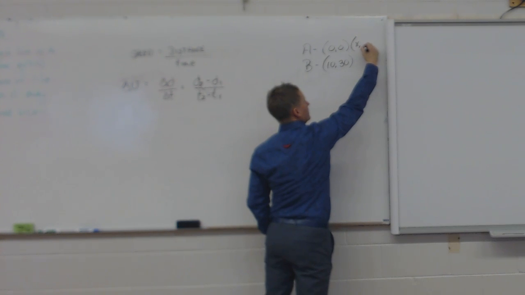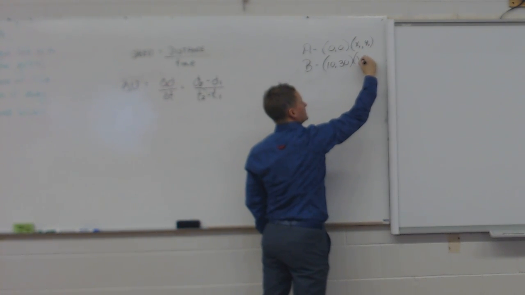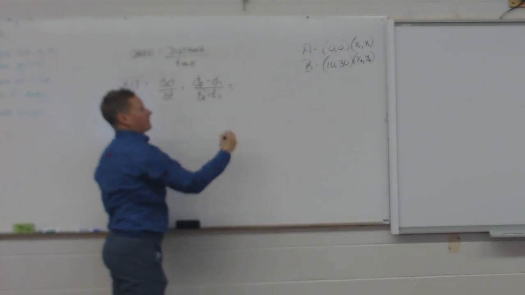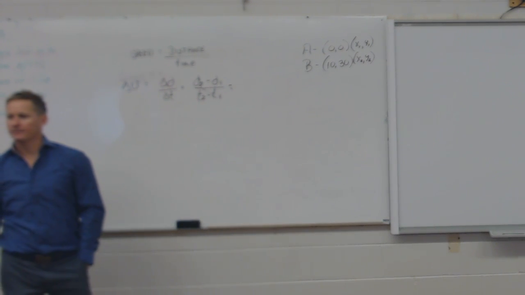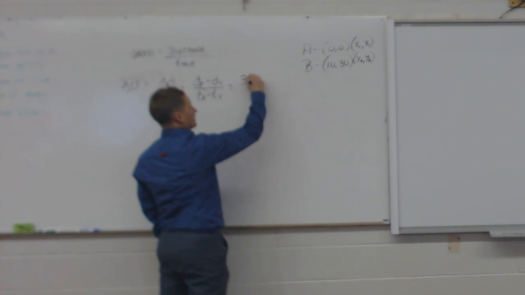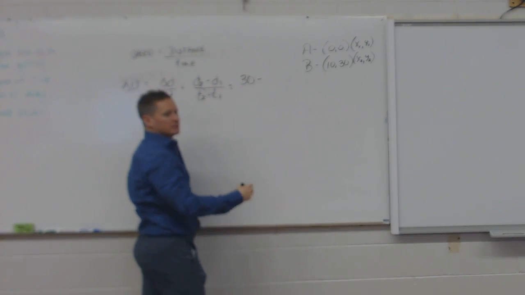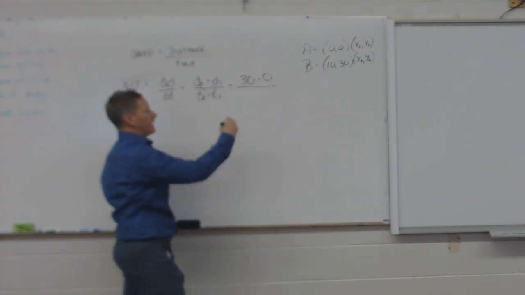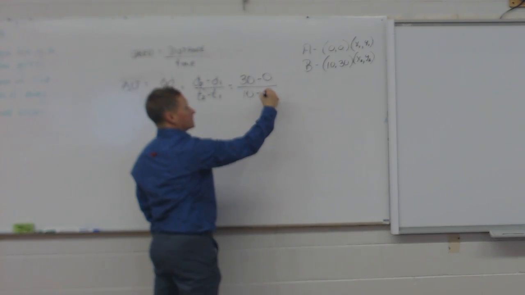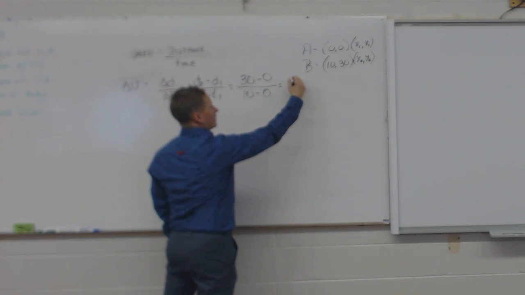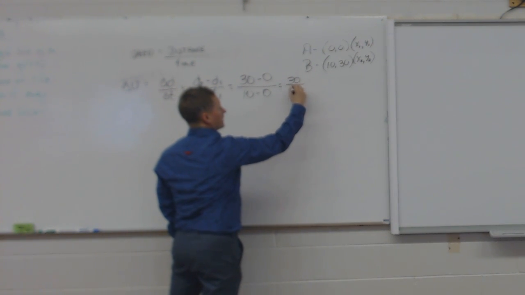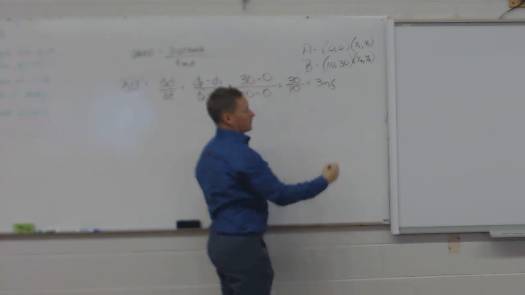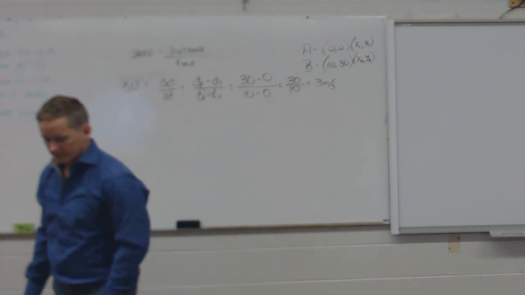Let's do x1, y1 up here. Let's do x2 and y2 down here. So I want to take my y2, which is what? 30, minus my y1, which is 0, over my x2, which is 10, minus my x1, which is 0. So how fast was he going? 30 over 10, which is 3 over 1, which is 3 meters per second.